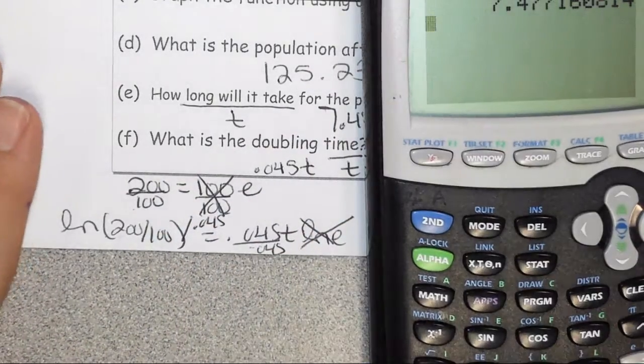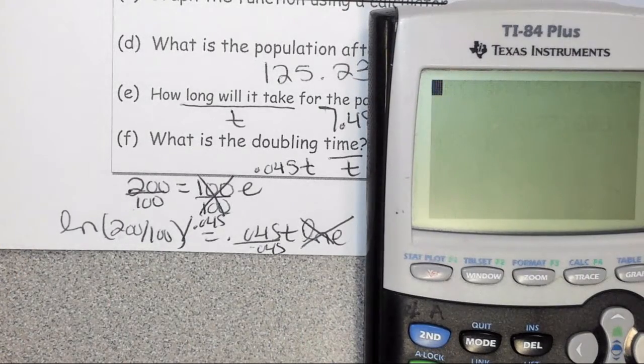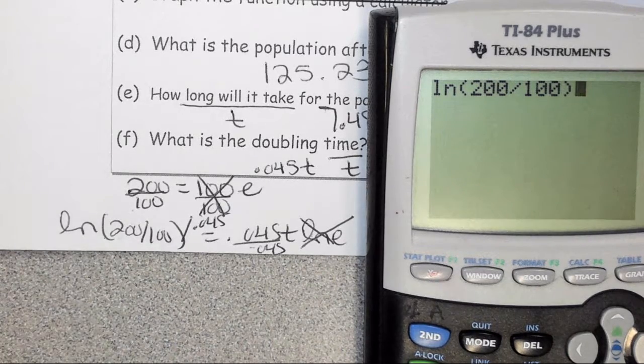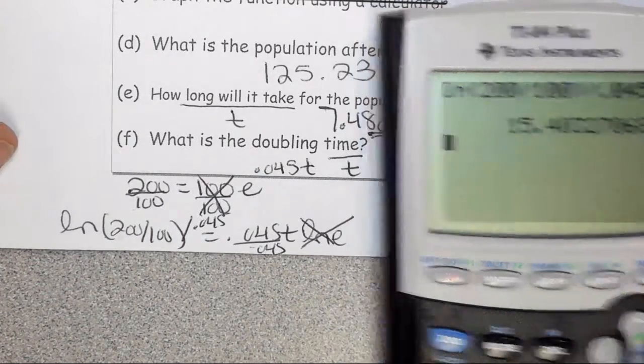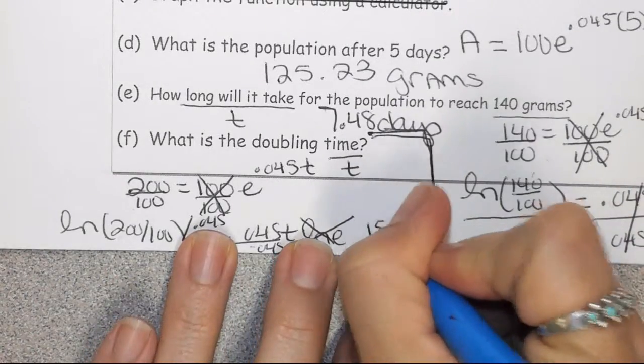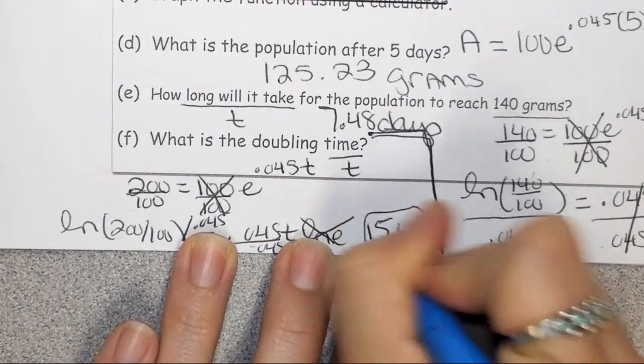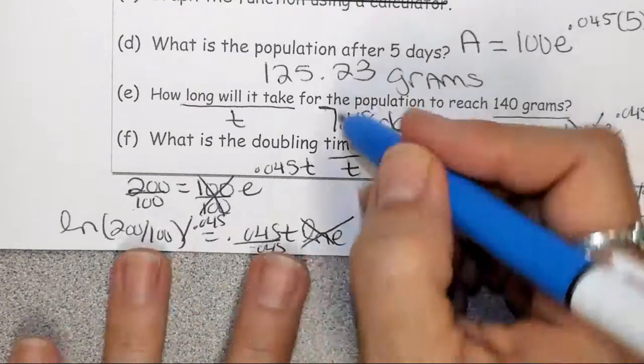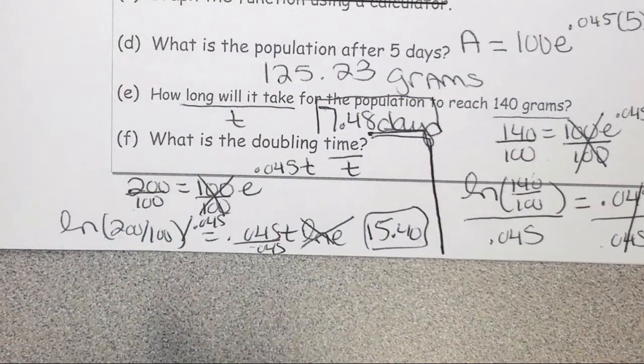All right, so calculate time. So we have the ln of 200 divided by 100, and I know that y'all know that that's 2 in your head. I just want you to practice typing it all in. Close the parentheses, divided by 0.045, and I got 15.40 days. Did y'all get the same thing? So is it hard? No, this is not a hard day. This is actually pretty easy. Questions for me on example 1?